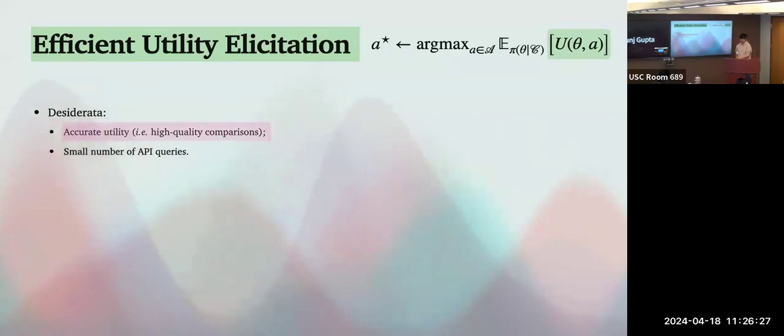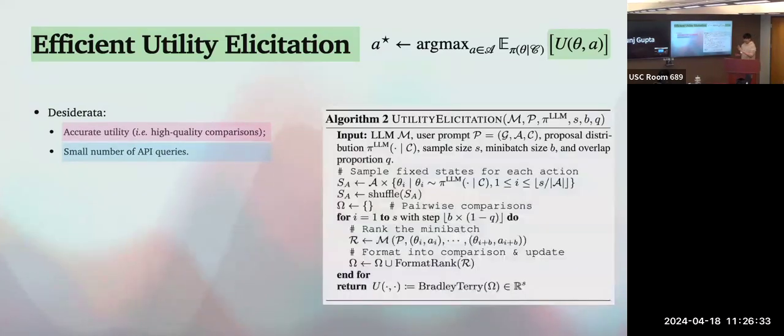So we're going to color code this desiderative accurate utility in pink, this desiderative small number of API queries in blue. This is our entire algorithm that we're going to go through step by step. So the input of this algorithm, again, contains the prompt of goal, action state, action sets, and the context. We also have a proposal distribution as a result of our state enumeration and state forecasting procedures. And also we have a sample size S, which is the total number of unique state action pairs that we're going to sample.